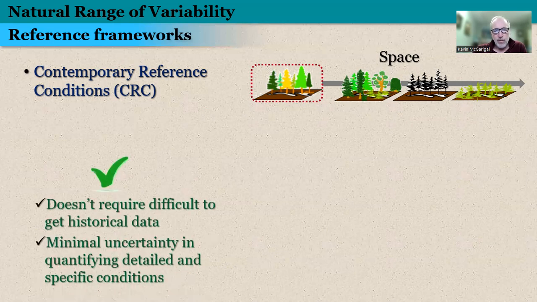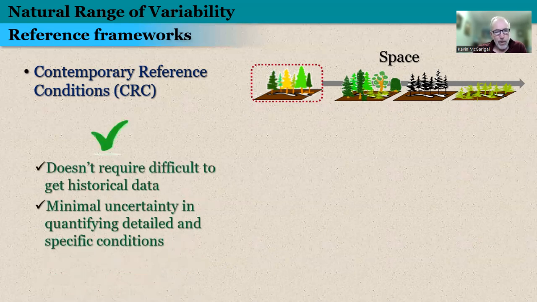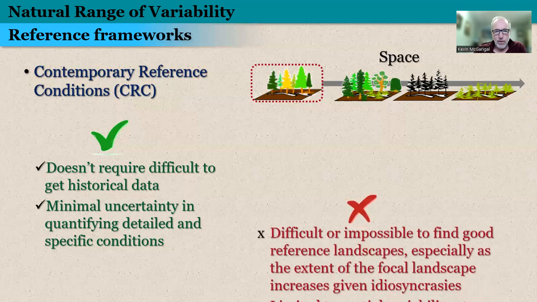And this approach has some major advantages. It does not require difficult-to-get historical data because we are observing the contemporary landscape and measuring it directly, usually with either field or remotely sensed methods. There's little uncertainty in the conditions, ecological attributes that we measure because we can observe them directly in the current landscape. There's minimal uncertainty in quantifying detailed and specific conditions, again, because we can observe them directly in the current landscape. So these are major strengths of the CRC approach.